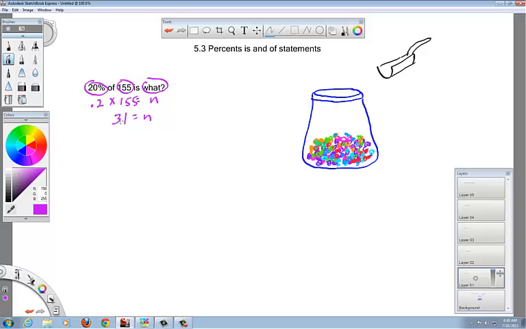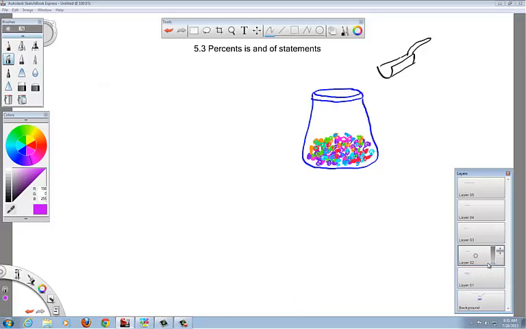0.2 times 155. Okay, so think about it. It's important to think about it. A lot of people don't do this, and then they have trouble. 20% of 155. If there's 155 marbles in here, and you take out just 20% of them, you take out 31 marbles. So that's what this does for you. Let me fade this off. My marbles will stay here.